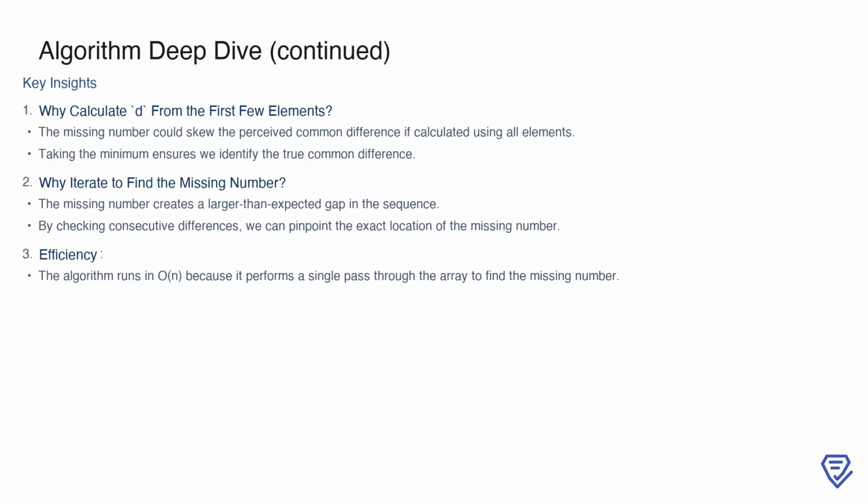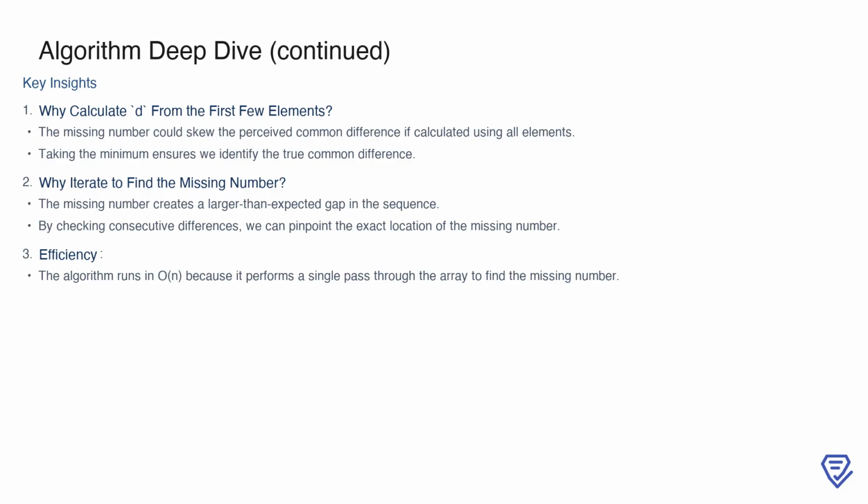First, why do we calculate d using only the first few elements of the array? The reason is that the missing number could distort the calculated difference if we used all elements. Taking the minimum difference from the first few terms ensures we determine the true common difference of the progression. Next, why do we iterate through the array to locate the missing number? The missing number creates a gap in the sequence that is larger than the expected difference.